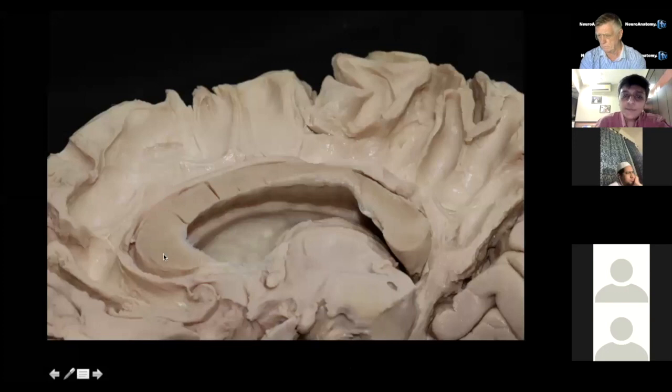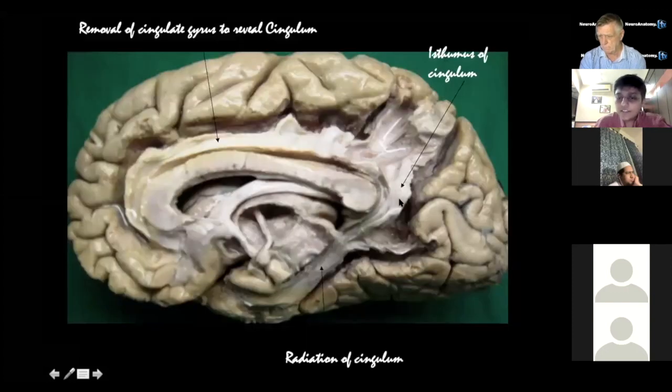So this is another image showing the cingulum that is running from the subcallosal region right up to the posterior aspect of the splenium here. Another thing is, in the posterior aspect of the splenium here, the cingulum narrows down and it is called the isthmus of the cingulum.